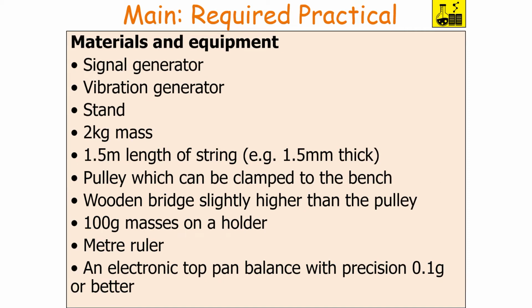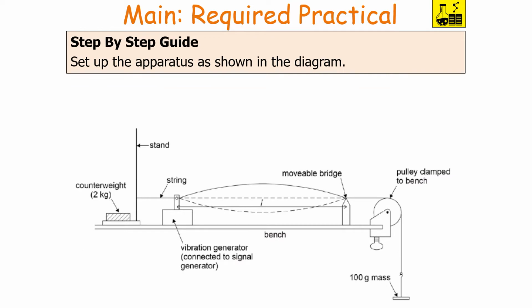So the materials you will need for this required practical are a signal generator, a vibration generator, a stand, a mass, a 1.5 meter length of string, a pulley which can be clamped to the bench, a wooden bridge which is slightly higher than the pulley, 100-gram masses on a holder, a meter ruler and an electronic top pan balance. So you would set up the apparatus as shown in the diagram.